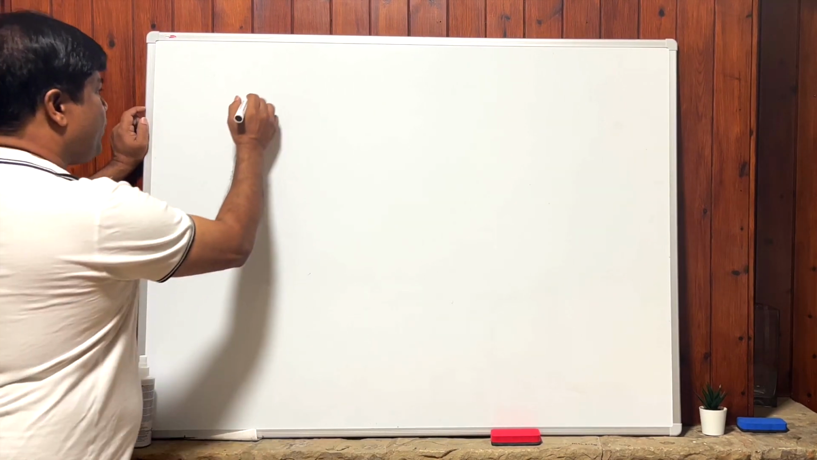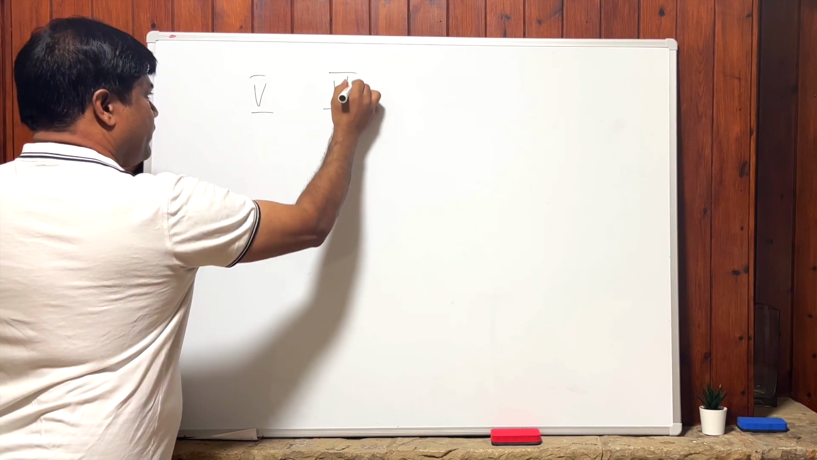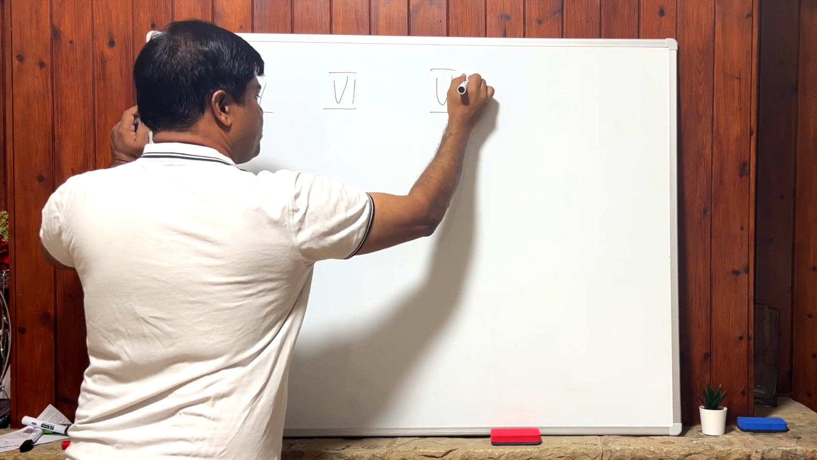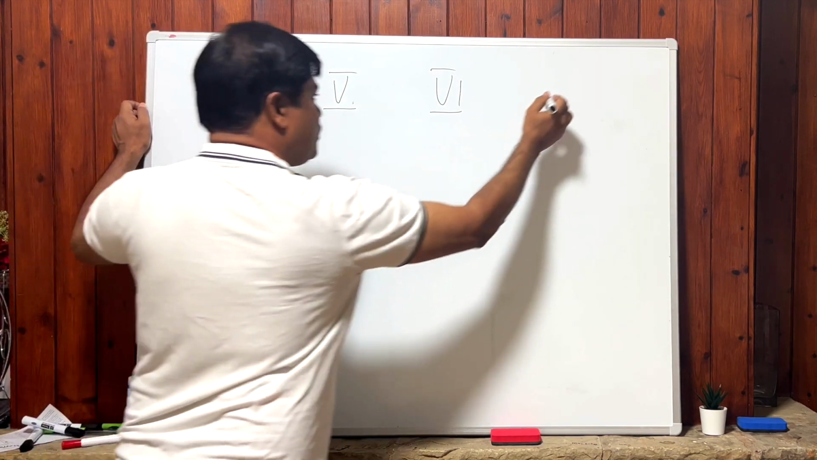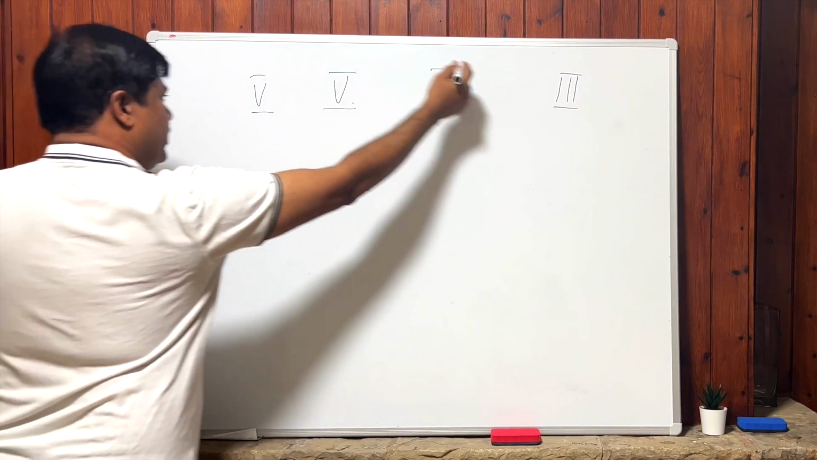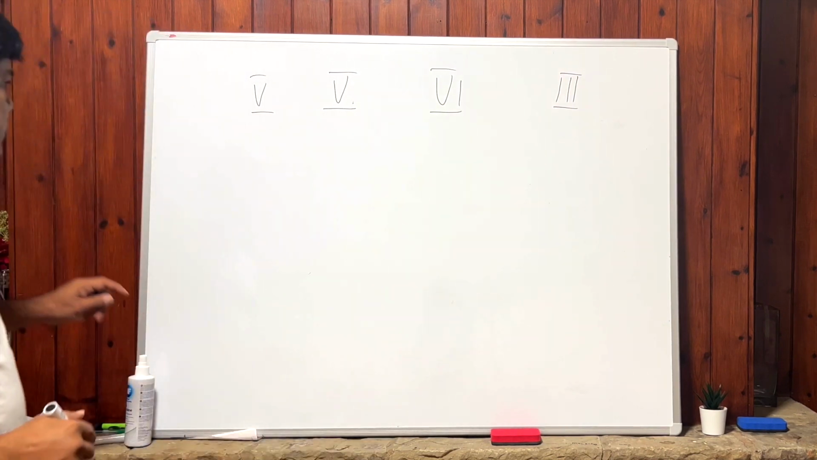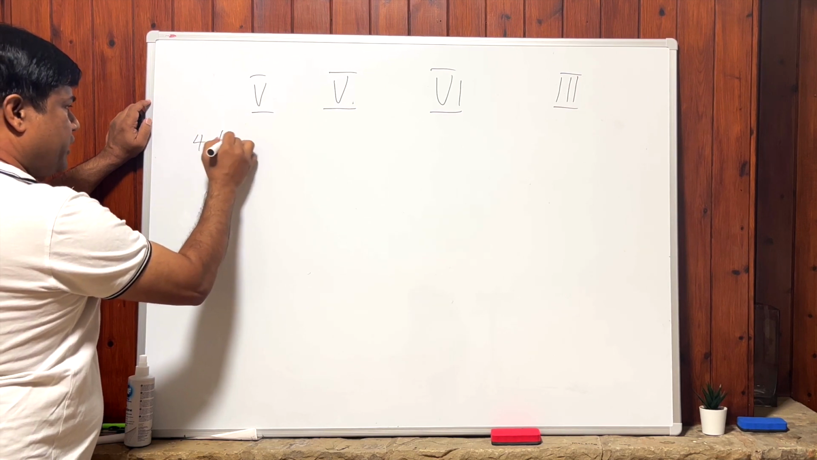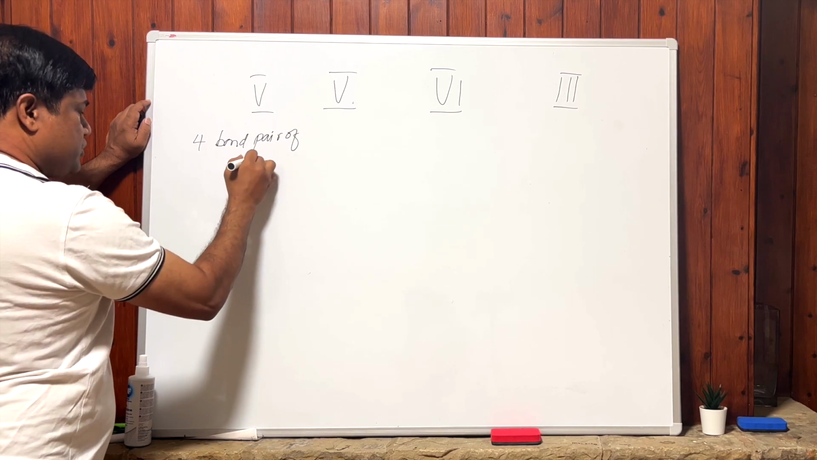Group 4, group 5, group 6, and group 3. Why group 3? I'm moving forward, then going back, because the number of lone pairs increases. Group 4 has no lone pair, just four bonded pairs of electrons.